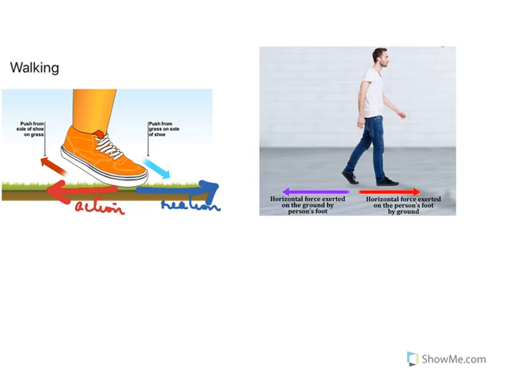Here is yet another picture to demonstrate the way we walk. So this person, in order to walk in the forward direction, is exerting a backward force with his legs and with his feet, and hence he experiences a forward force.